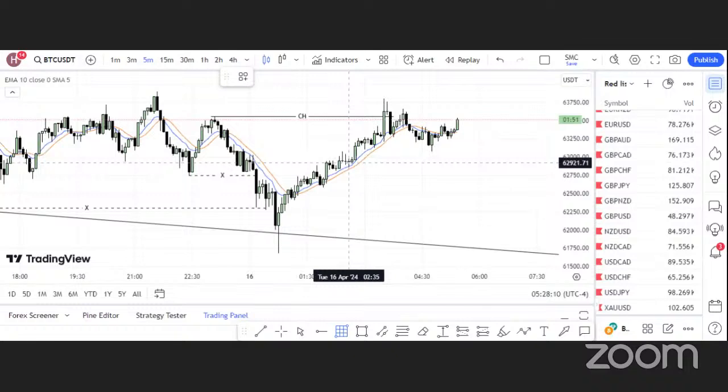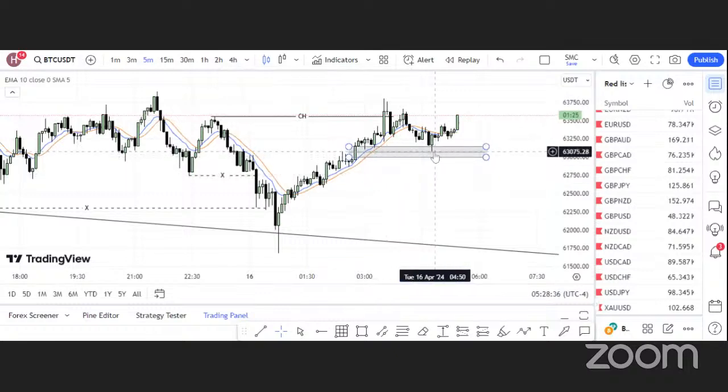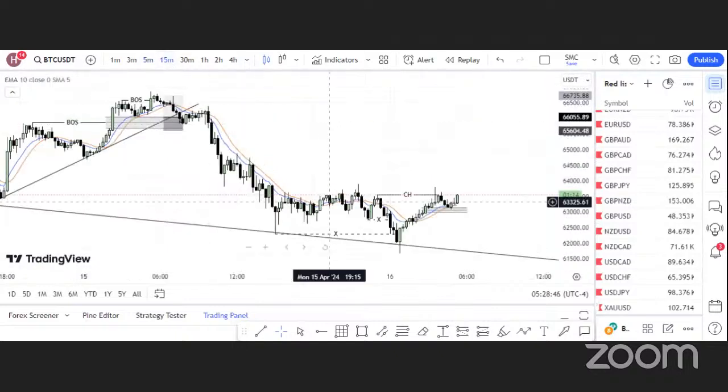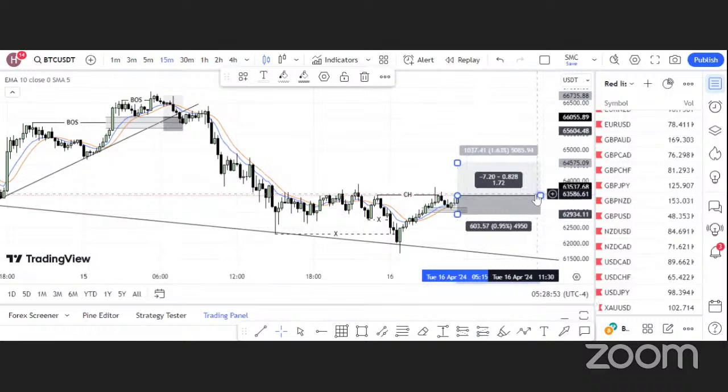All right. So this bearish candle here is our order block, and then we have a fair value gap after the order block. So what this simply means is this is a valid order block.